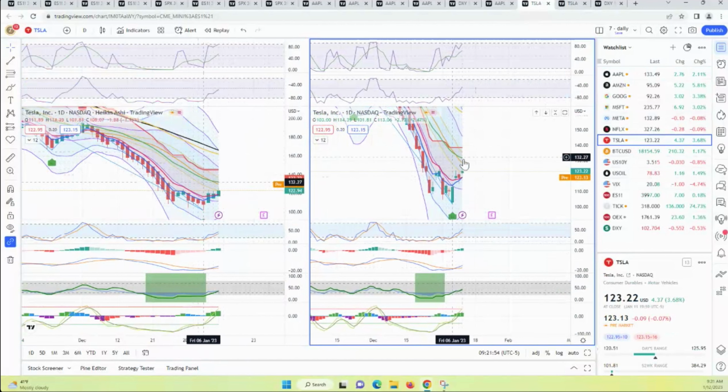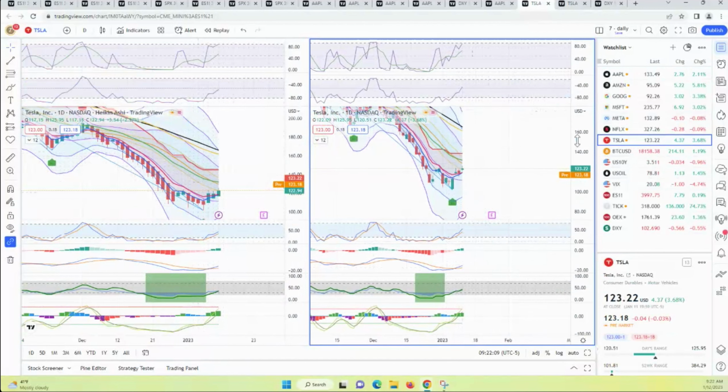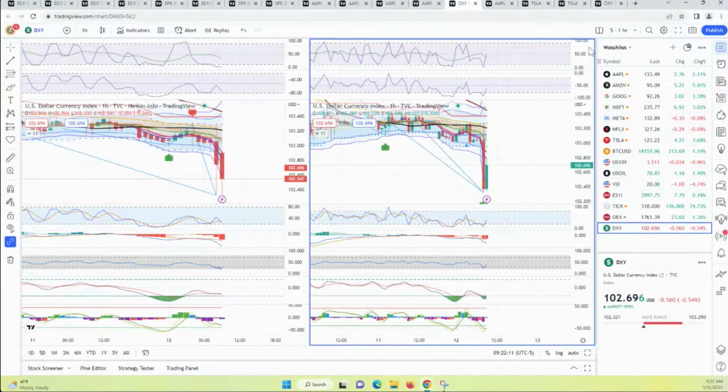To the upside, wherever this mean would be after the open, I'm thinking it would be around 126 area. Very likely it will push all the way up to that 126 area, test that area, and start to take a breather from there. That's the idea here with the Tesla stock as well.